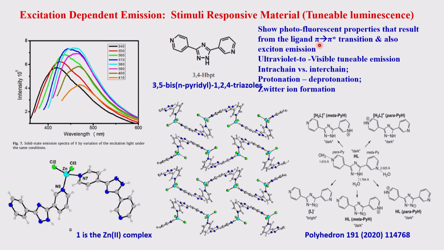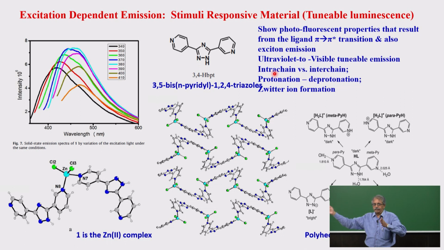So it's basically a pi to pi star transition, going from the ultraviolet, very close to 400, to around 480, going more towards the visible range. In the previous case, we were going from visible to the near infrared. In this case, we're going from UV to the visible range. So that means you can have materials where, by changing the group or the substitution, or by changing the wavelength of excitation, because different kinds of species are formed, you can tune the emission.